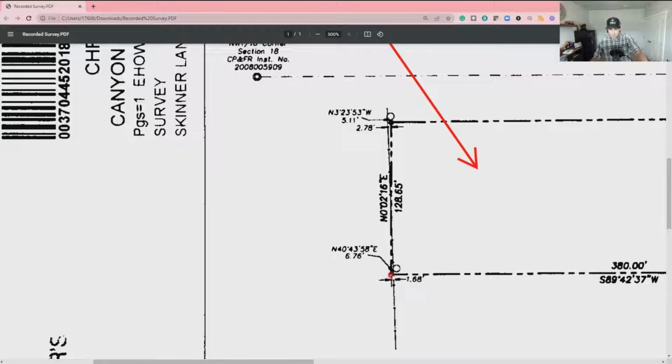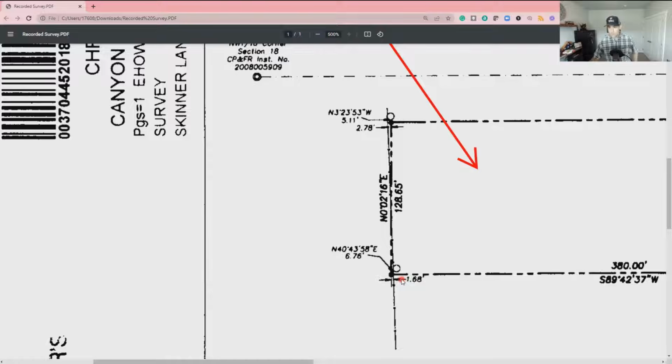This, where he set this pin, is 1.68 feet on the other side of the fence. So our property runs 1.68 feet onto the neighbor's side of the neighbor's fence. So this is what we would call an encroachment. The fence is encroaching on our property.